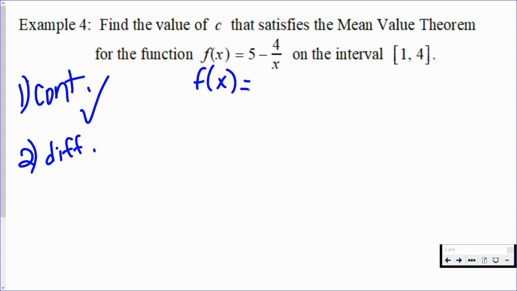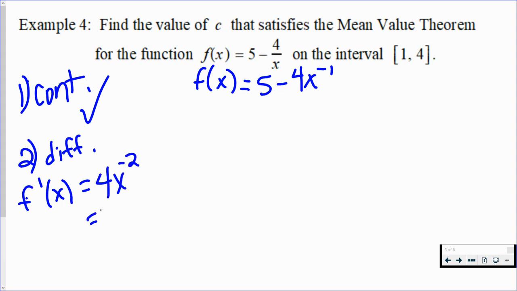This one we could rewrite as 5 minus 4x to the negative 1. We take the derivative. That's going to give us, derivative of 5 just goes away. Negative 4 times negative 1 is positive 4, x to the negative 2, which is 4 over x squared. Okay, this one is not continuous. The derivative is not continuous at 0, but again, 0 is not on our interval, so we're only worried about 1 to 4, so we're good there too.